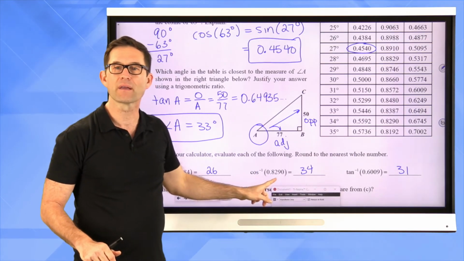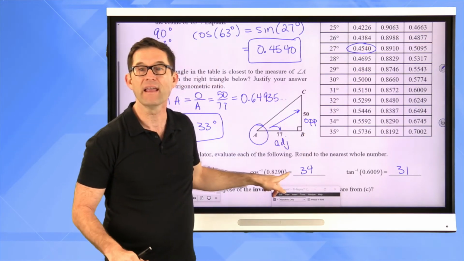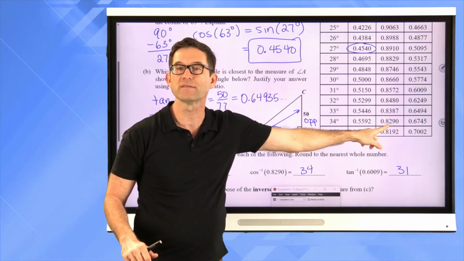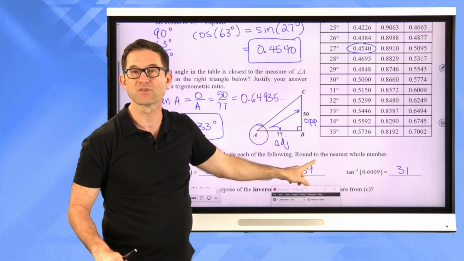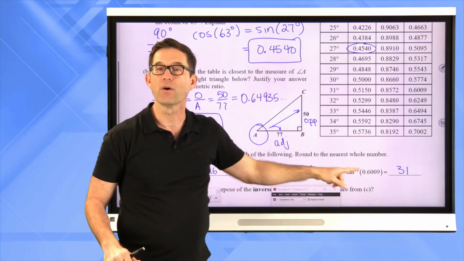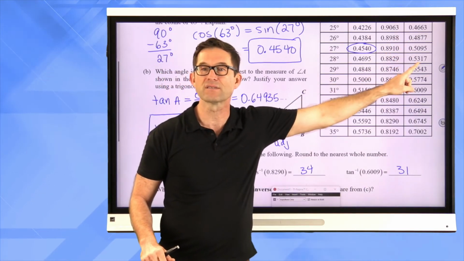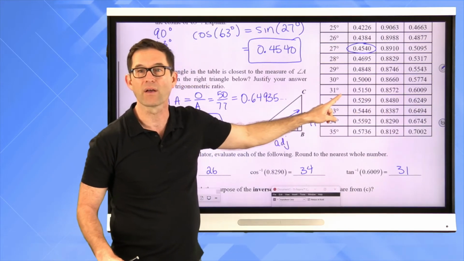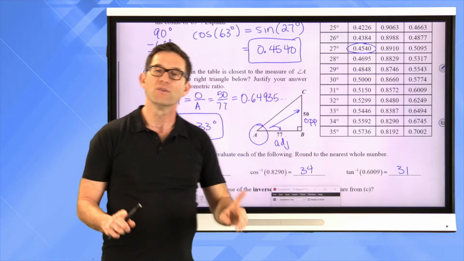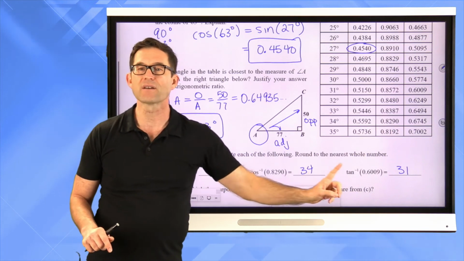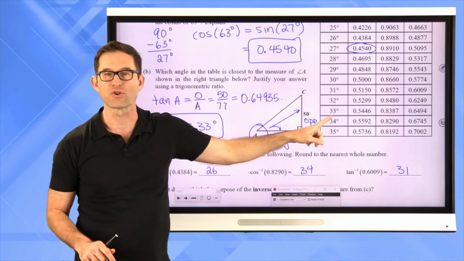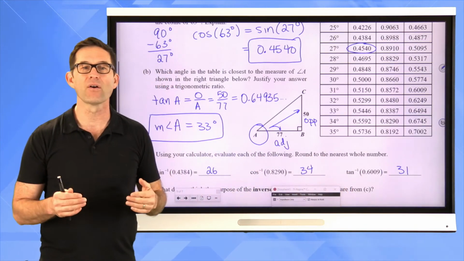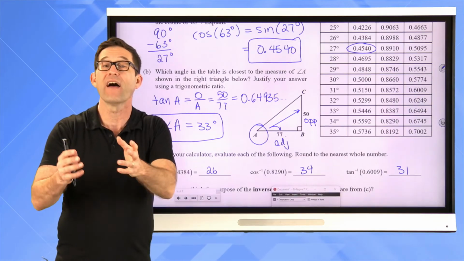If I go to the cosine column and I find 0.8290, it's got to be somewhere in here, there it is, and I go across, that corresponds to an angle of 34. And if I go to the tangent and I look at 0.6009, that corresponds to an angle of 31 degrees. So each one of these is kind of going in the opposite direction. It's taking the ratios and it's giving us the angles that have those ratios. And that makes sense, right?